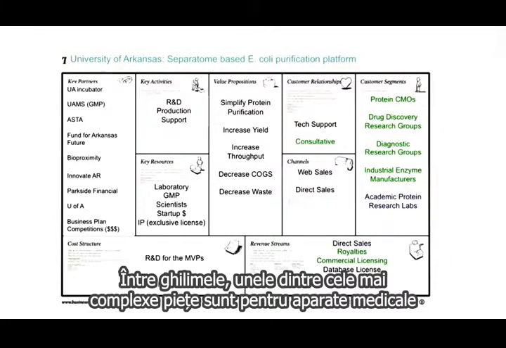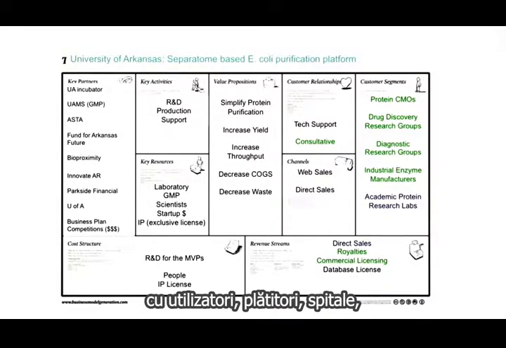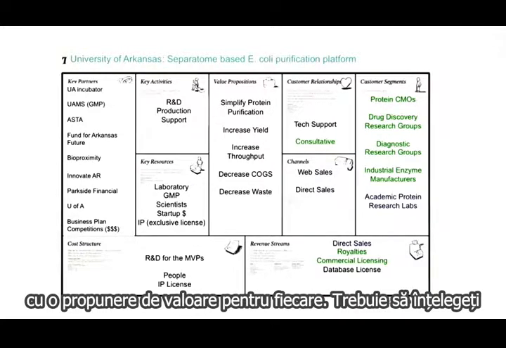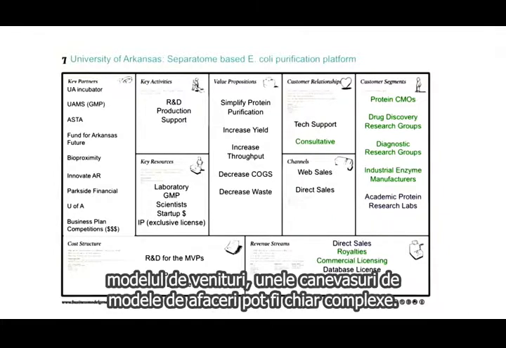Just by the way, as a note, some of the most complex are actually in the medical device business, where you have users and payers and hospitals and insurance companies and regulators, etc. And each one needs a value proposition. Each one you need to understand the revenue model. And so some business model canvases can be quite complex.